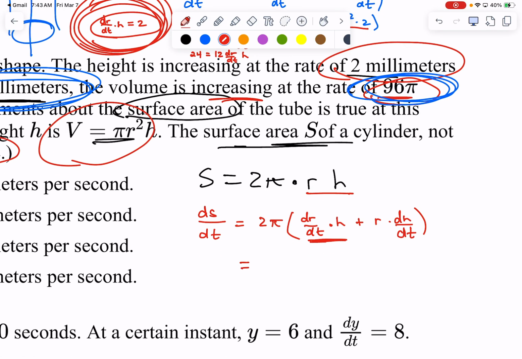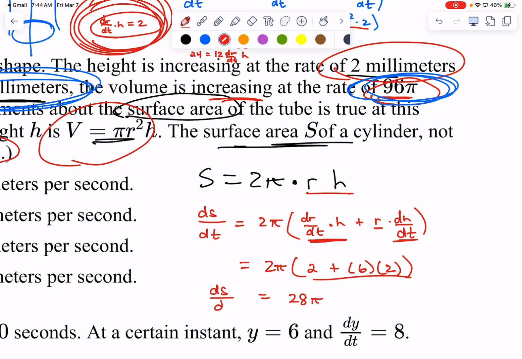So we've got, this is 2 pi times 2 plus, do we know r? We still know r. That was 6. Do we know dh/dt? That was 2. So that's going to be 14. So I believe we're going to get 14 times 2 pi, which would be 28 pi. And this is dS/dt.